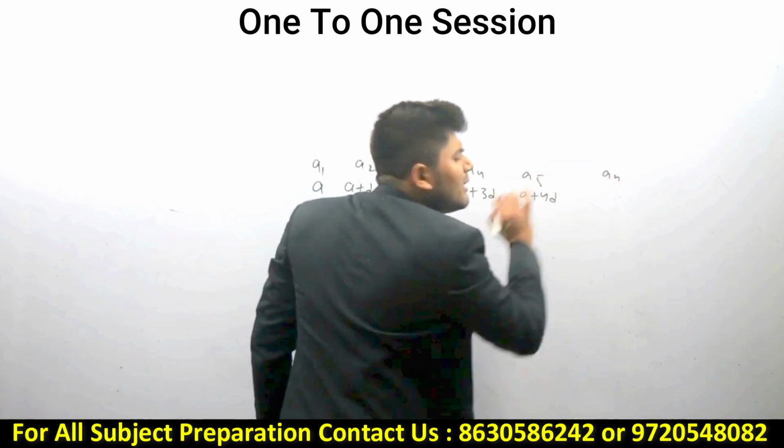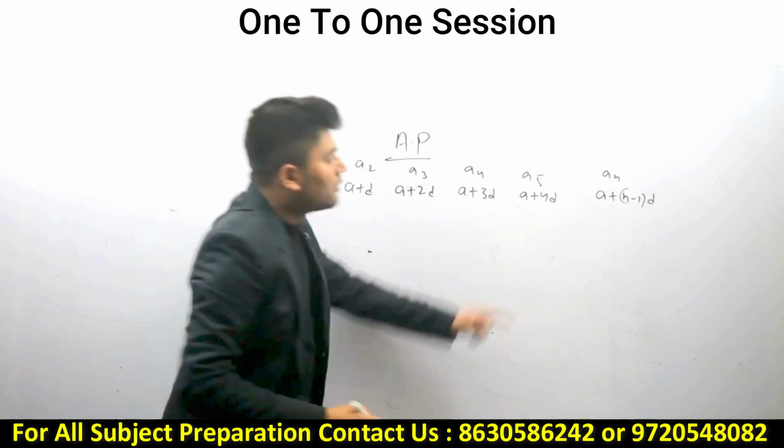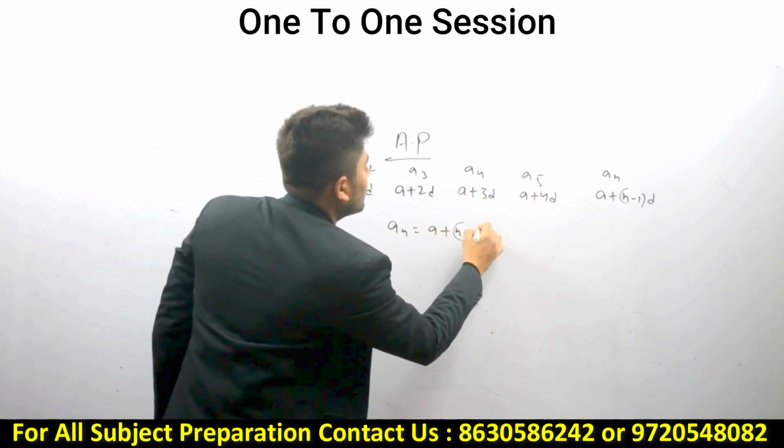So in the same way, if you are talking about the nth term, you will get A plus n minus 1 into D. So this is the formula for the nth term. An is equal to A plus n minus 1 into D.